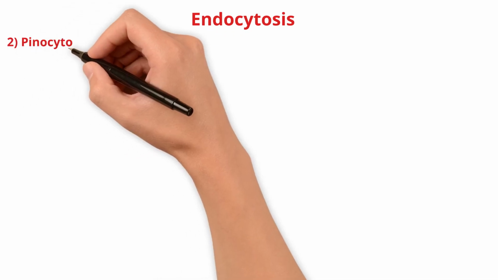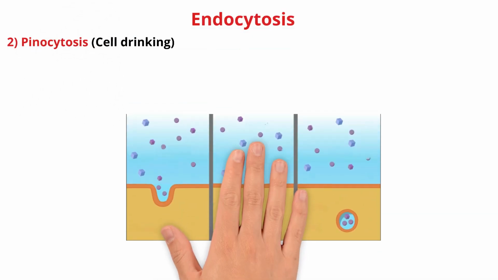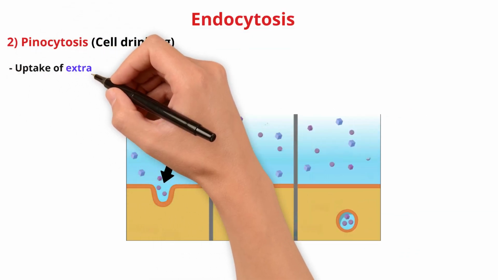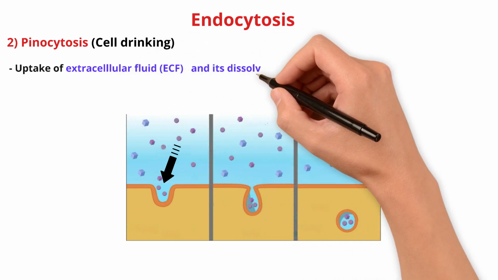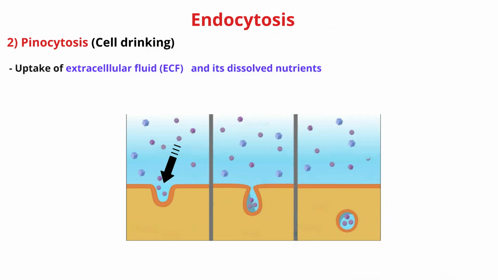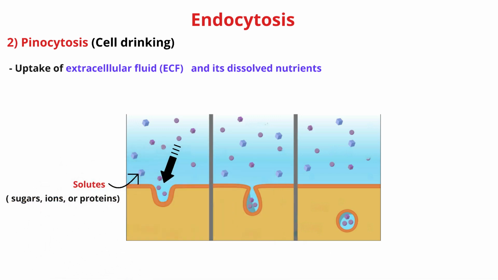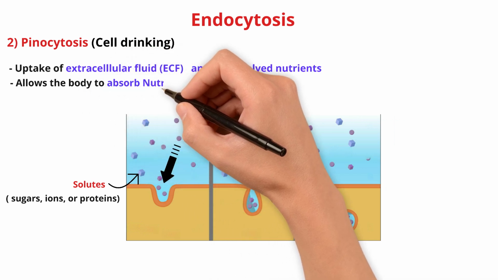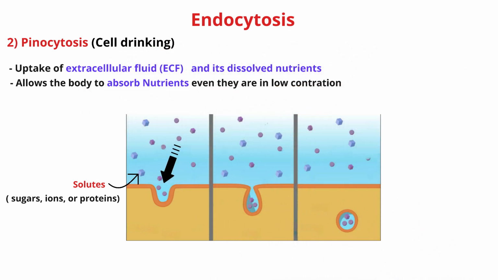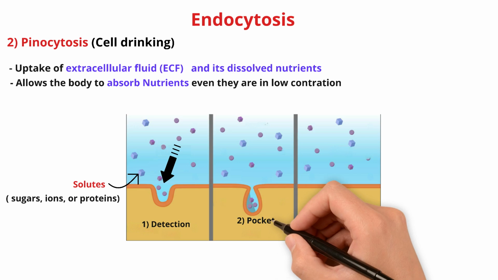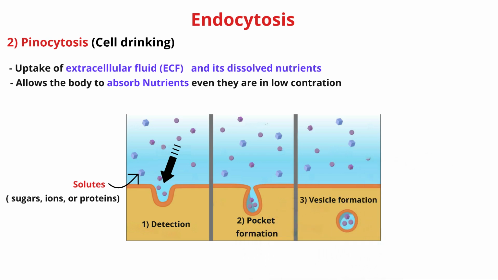On the other hand, pinocytosis, or cell drinking, is the process where the cell takes in droplets of extracellular fluid along with its dissolved nutrients. These are dissolved solutes such as sugars, ions, and proteins. This allows the body to efficiently absorb nutrients that are dissolved in the intestinal fluid, even when they are present in very low concentrations. Like other types of endocytosis, the process involves detection, then pocket formation, followed by vesicle formation.